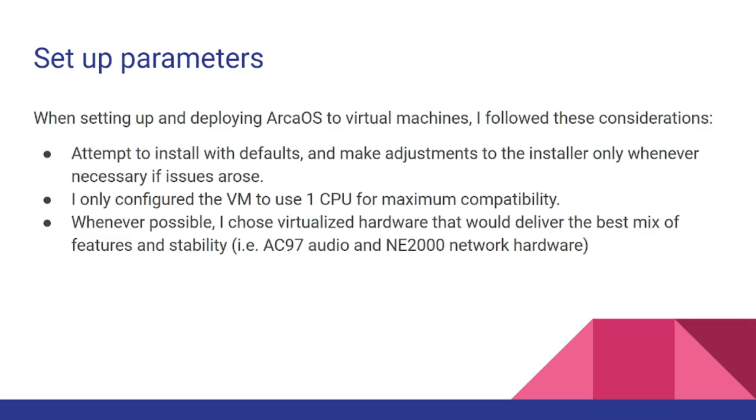So, for the setup parameters, David A. kind of gave me some inspiration for some of this. When I set up and deployed ArcaOS to virtual machines, I did consider these 3 items here. I attempt to install with the defaults and make adjustments to the installer only whenever necessary if issues arose. I also only configured the VM to use one CPU for maximum compatibility. I know that ArcaOS prides itself on having a rock-solid SMP implementation, but it seems like in VM land that doesn't always pan out perfectly, even in Oracle VirtualBox, which is the recommended choice. So that's what I did there.